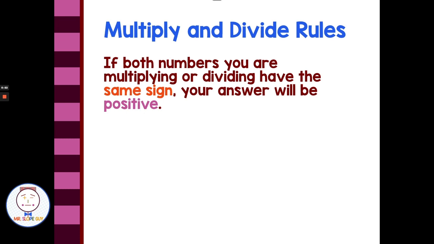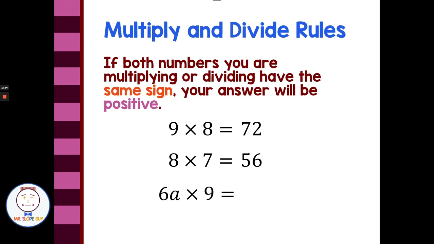That is something great to write down for notes here. So if you're multiplying two numbers together and they have the same sign, your answer will be positive. For example, when you were in elementary school and you multiplied 9 times 8 to get 72, you were really multiplying a positive number times a positive number, getting a positive answer. We didn't even say that, we just knew a positive times a positive is a positive. 8 times 7, positive times positive is positive. 8 times 7 is 56. 6a times 9 is a positive times a positive, and we have a positive answer of positive 54a.